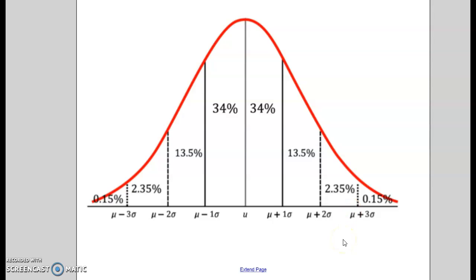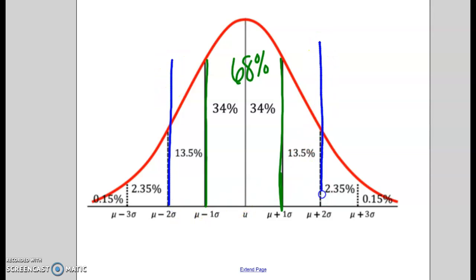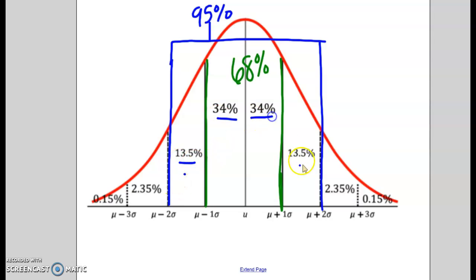So let me draw a couple lines on here just to again show you empirical rule. So here again is that 68. 68% is within 1 standard deviation, but I could break that 68% in half. 95% is within 2 standard deviations. But again, if I break that down into smaller pieces, I get 13.5 and 13.5 in those little sections. But keep in mind, if I add these 4%, they're going to add to that 95%.